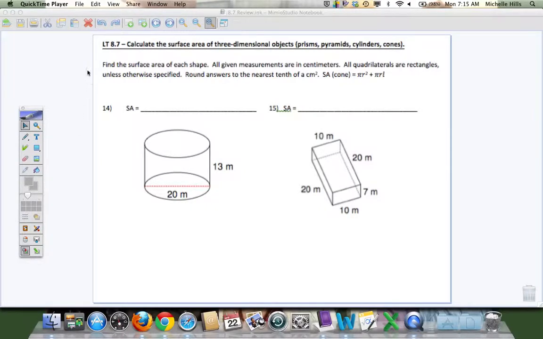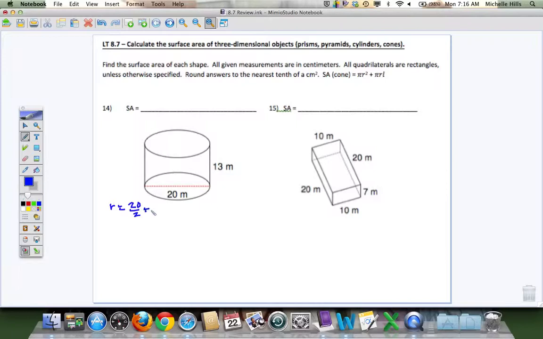So looking at the area of these interestingly shaped surface areas, if I look at a cylinder, it has a circle on the top and a circle on the bottom. So the area of a circle, well, first I need the radius. The diameter is 20, divided by 2, so the radius is 10 meters. So each circle would be radius squared times pi, but there are two of those circles.